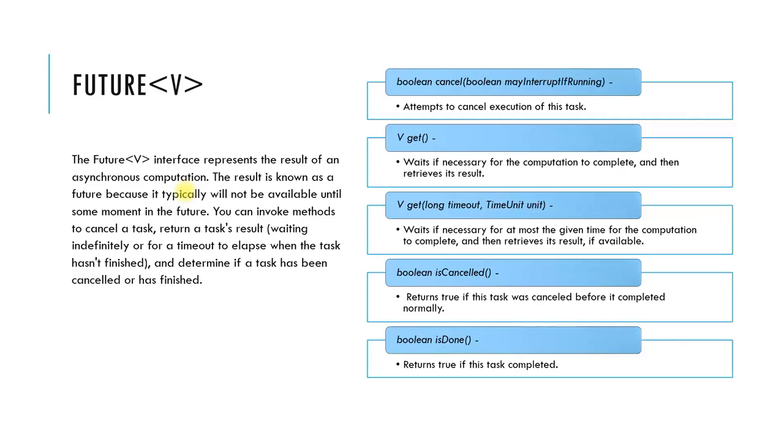The Future interface has several methods listed here. There is a cancel method, which attempts to cancel execution of the task, an isCancelled method to check if the task is cancelled, an isDone method to check if the task is completed, and a get method to get the result.